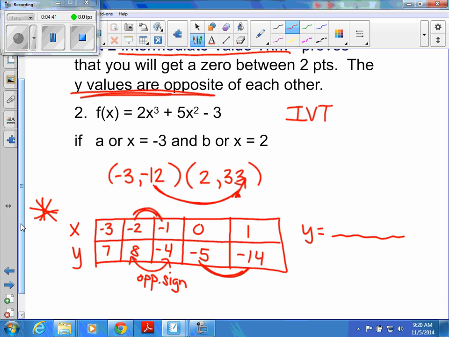Again, the only way you can cross over: if this was a negative 2, comma 4, and there's another point over here, 3, comma, negative 7, if you want to connect the two dots, will you ever cross the x-axis? Yes, because the y is positive here and the y is negative there. There has to be a crossing between a negative 2 and a positive 3.